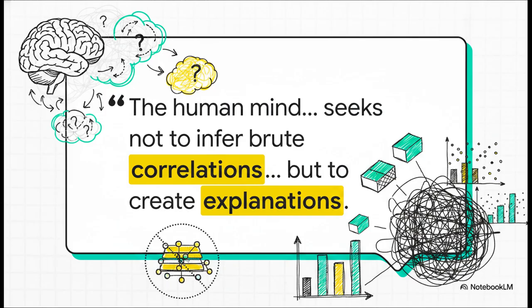So as these statistical engines grow exponentially more powerful at predicting the exact right next pixel or word, we have to ask ourselves, at what point does a perfect imitation of reasoning become indistinguishable from the real thing?